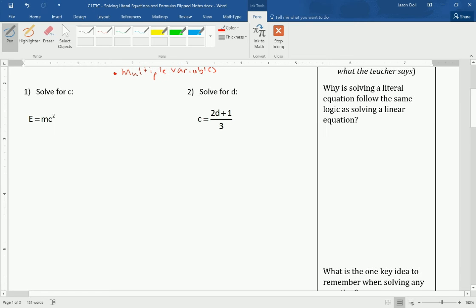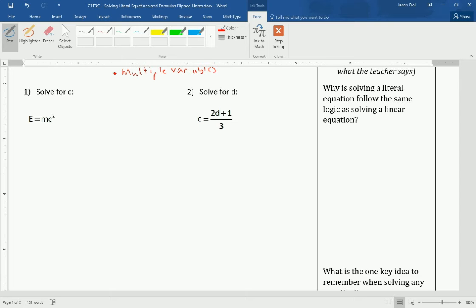So in number 1, we have E equals mc squared, which is Einstein's famous equation to quantify energy. E is energy, m is the mass, and c is the constant for the speed of light, which honestly, off the top of my head, I don't know. But the bottom line, all we need to be able to do is to get c alone. We're solving for c. We want to isolate the variable c.